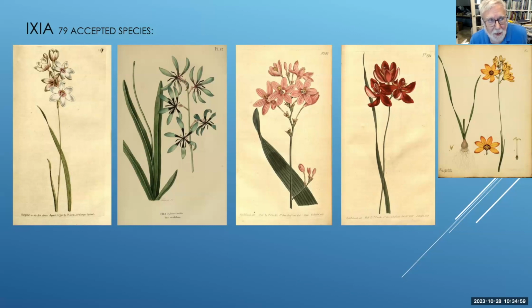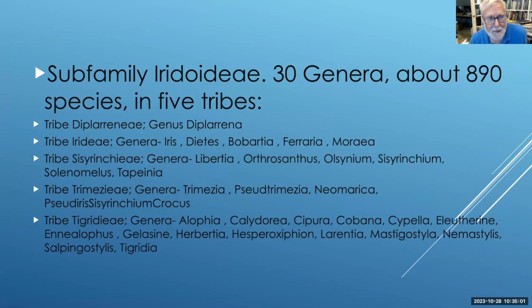Okay, let's go on. Now we're going to get to the irises, the real irises. And most people call a lot of these things irises. But these are the tribes. There are 5 tribes in the iris family, in the iris subfamily. And that just gives you a general idea. I'll go through each one. So let's go to the next slide.